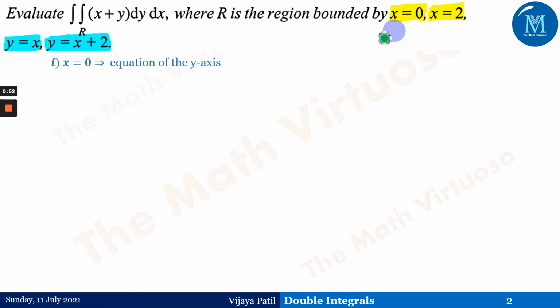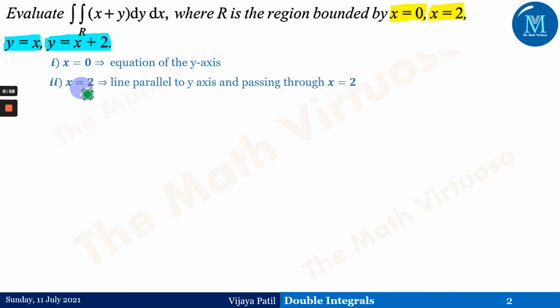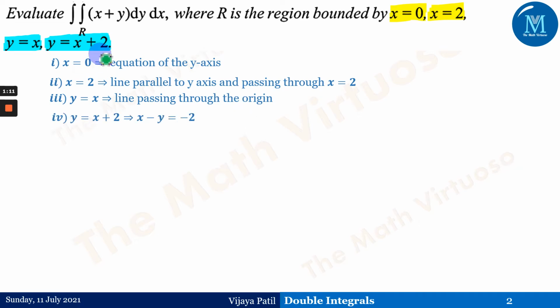Now if we talk about each and every curve, x equals 0 is nothing but the equation of the y-axis. x equals 2 is a line parallel to the y-axis, passing through x equals 2. The third one is y equals x, which is a line passing through the origin. And the fourth line is y equals x plus 2, that is nothing but x minus y equals minus 2. We can rewrite this.